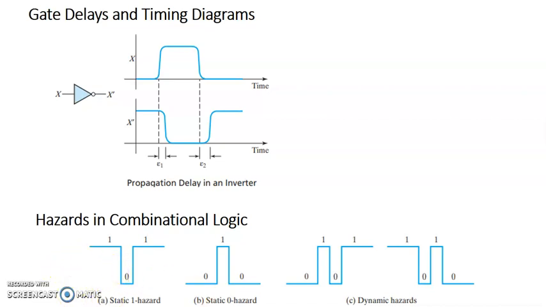Dear students, in the last video we discussed what a hazard is and what the different hazards are. So we know there are hazards like static 1, static 0 and dynamic hazard. In this video we'll discuss in detail what the static 1 hazard is and how to overcome that hazard.